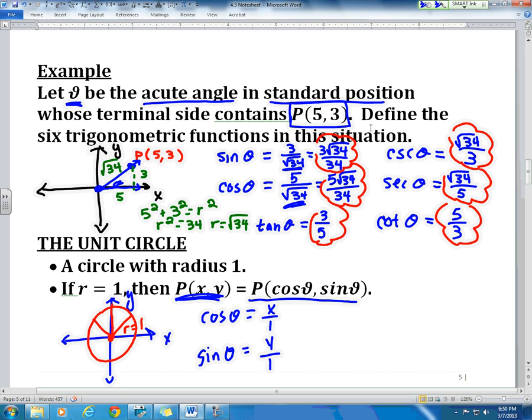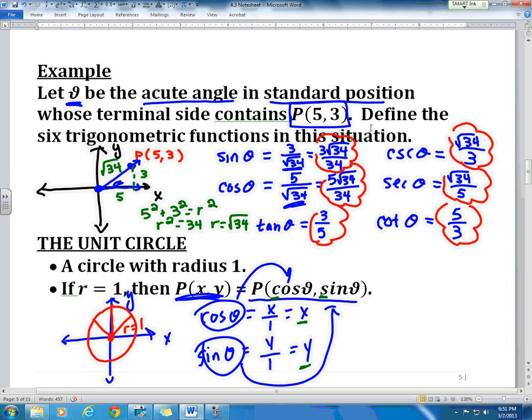So instead of having y and x, since this is just x and that's just y, I can take my trig functions and put them in as coordinates. So cosine goes with x, sine goes with y. The way that I remember them is alphabetically. C comes before s, therefore x comes before y. So cosine and x go together and sine and y go together.